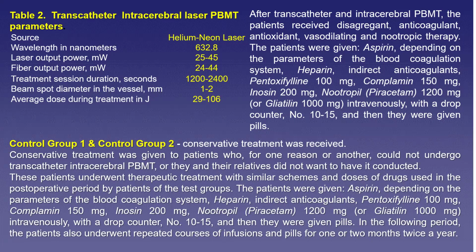Control group 1 and control group 2 received only conservative treatment. Conservative treatment was given to patients who, for one reason or another, could not undergo PBMT, or they and their relatives didn't want them to have it conducted. These patients underwent therapeutic treatment with similar schemes and doses of drugs used in the post-operative period by patients in the test group. And the drugs are exactly the same with the same dosage, as you can see above. Next slide.